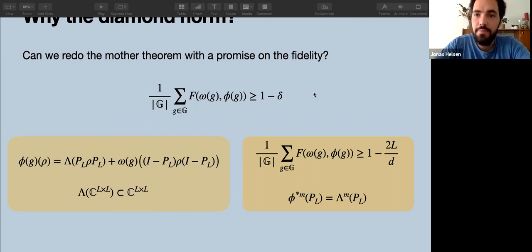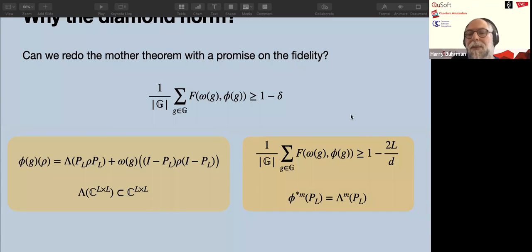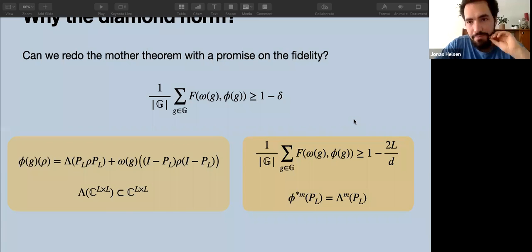Yes, yeah. But for a generic starting state, this is going to work. But of course, that's not what you're interested in when you want to do a computation, right? You have a very specific starting state.